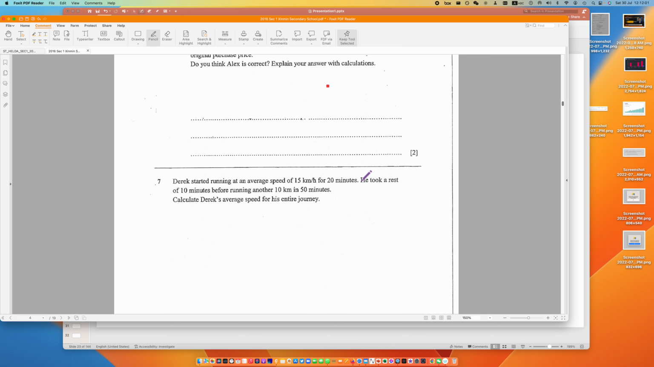The total distance is actually 15. You are right. What's the total time? 1 1/3 hour. Yes. Then you use the total distance divided by the total time, then you will get the kilometer per hour. Don't give me kilometer per minute. Don't give me meter per hour. There is no such thing. You either give me kilometer per hour or meter per second.